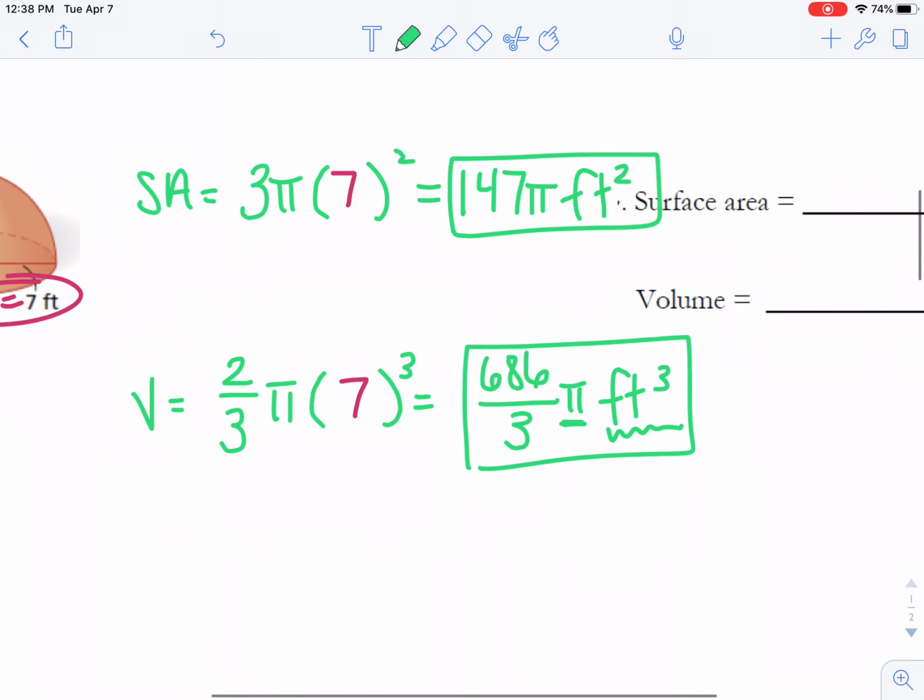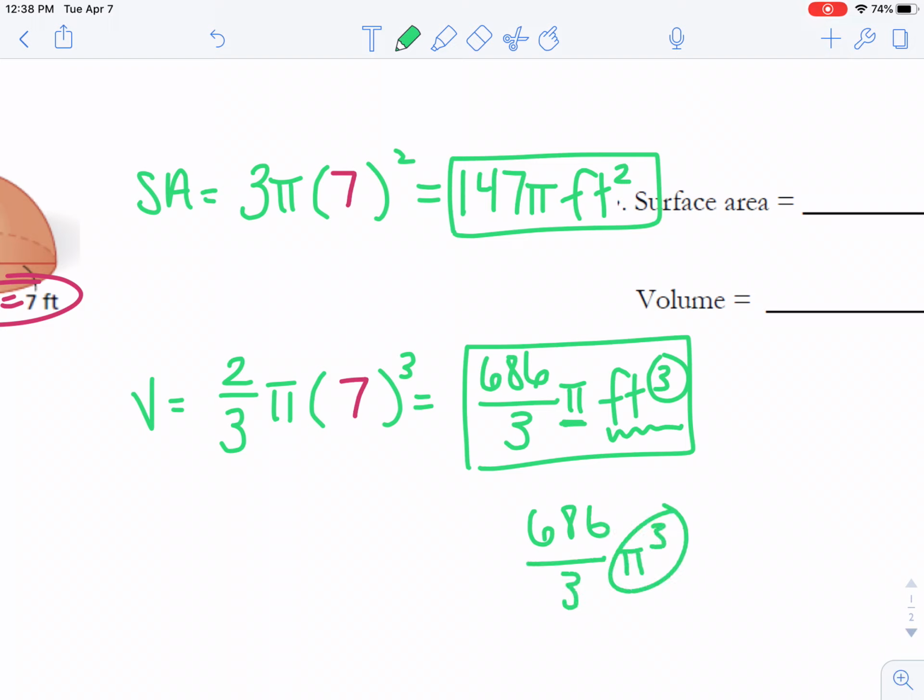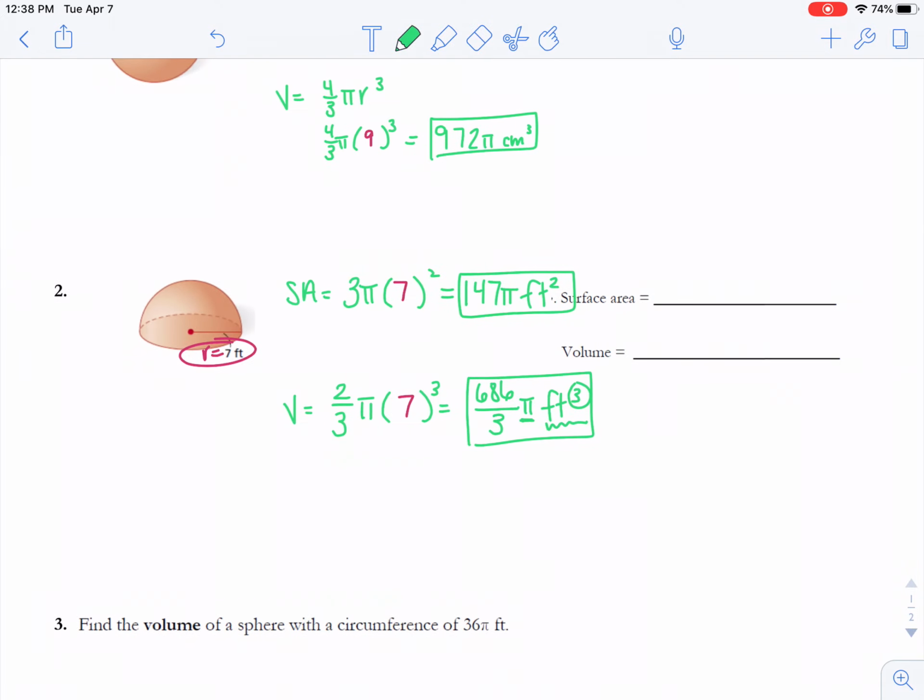Some common mistakes: don't say 686/3 pi cubed, because then you're telling me to cube pi, to cube 4.13. We don't want to do that. So just be really careful, make sure you're writing everything down where it should be.